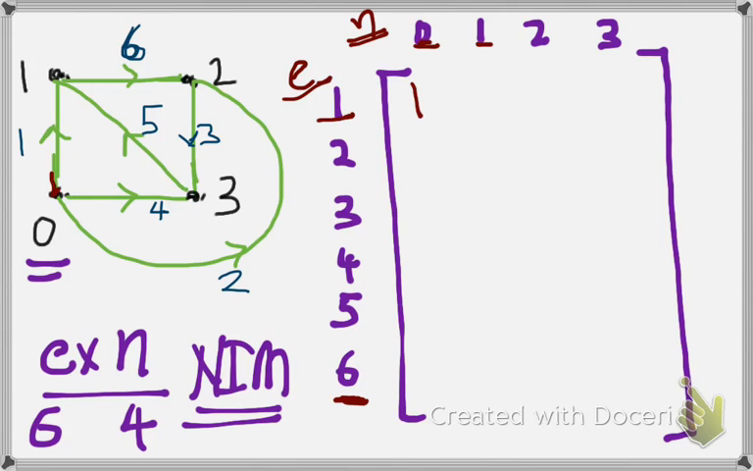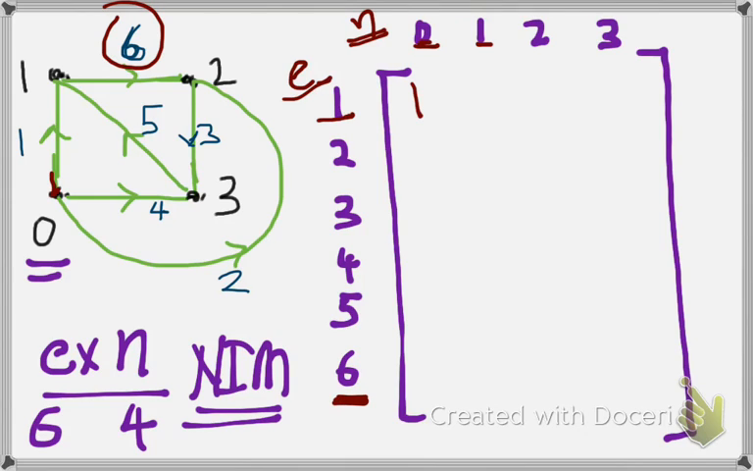I get 1 when the element is away from the node, or when the element is not incident to the node. Okay? Then you get a 1. If the element is incident to the node, or when the element is pointing to the node, then you get a -1. Say, for example, there is the element 6.